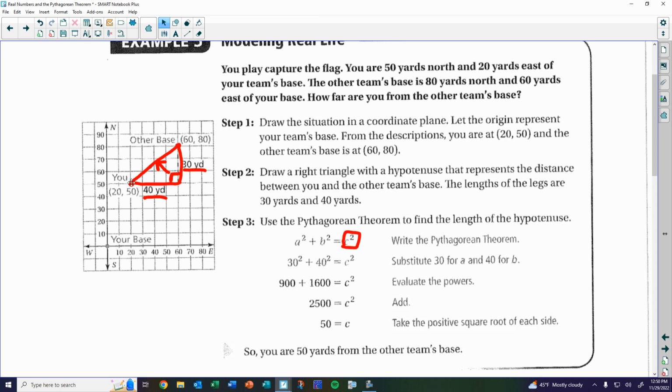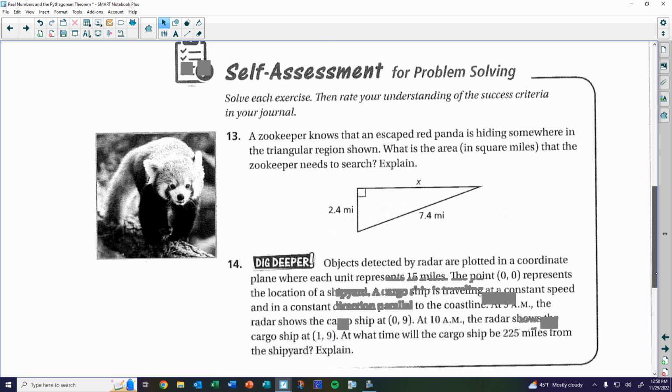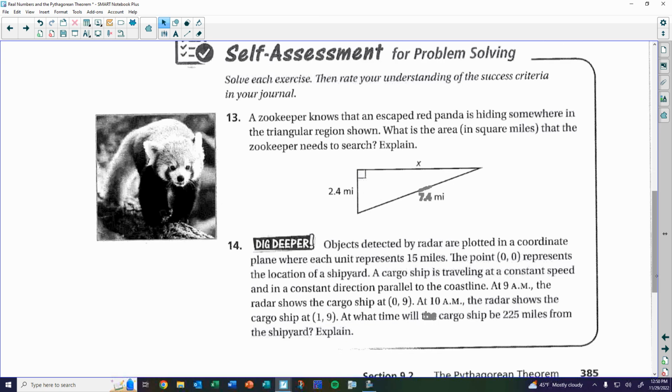So here's what I want you to do. Using this kind of example, there's 2 story problems down below in the self-assessment I want you to try. You can work on with your group. Now, again, before I let you work on it, there's a couple things I got to help you refresh your memory on. So if you look at the first one, it says a zookeeper knows that an escaped red panda is hiding somewhere in the triangular region shown. What is the area in square miles that the zookeeper needs to research?